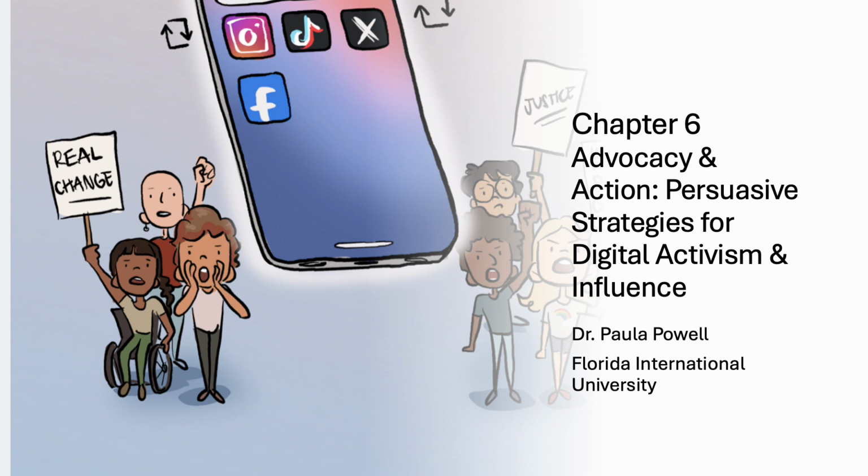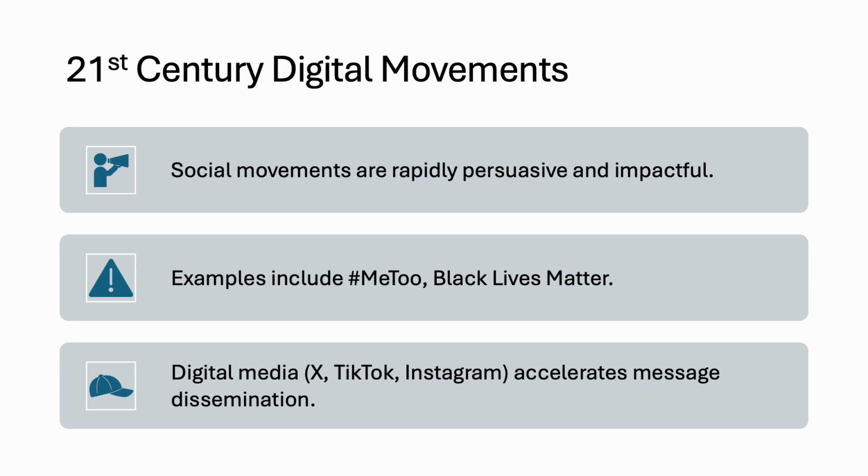Welcome back. In this lecture, we'll be looking at persuasive strategies used in digital activism. How are these strategies used to influence and call people to action? As mentioned in our previous lecture, in the 21st century, movements like Me Too and Black Lives Matter have achieved in months what earlier movements struggled to accomplish in decades. Their success is tied directly to digital platforms that spread persuasive messages quickly and broadly.